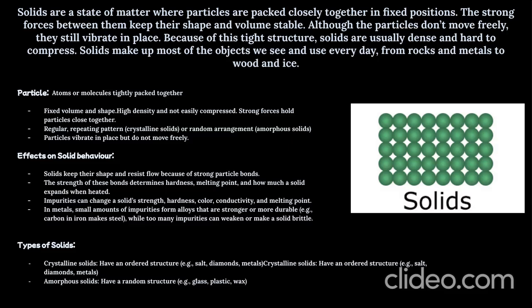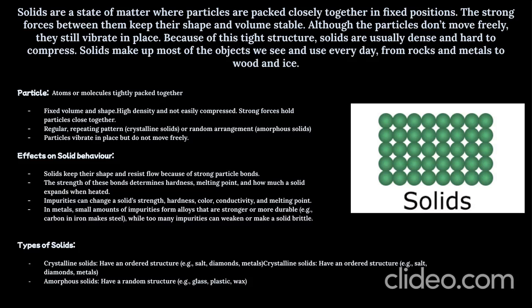Impurities can change a solid's strength, hardness, color, conductivity, and melting point. In metals, small amounts of impurities form alloys that are stronger or more durable. For example, carbon and iron make steel, while too many impurities can weaken or make a solid brittle.